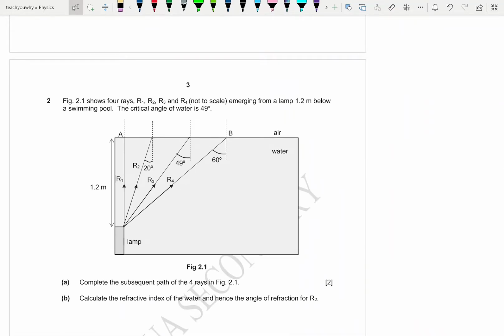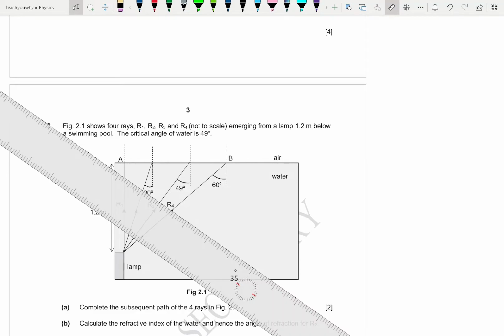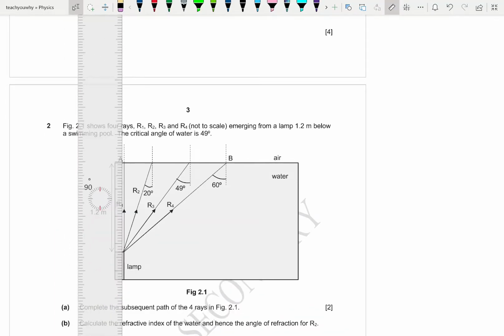Question 2. At a glance, you can even guess that this topic is on light and refraction. You have rays 1, 2, 3, 4 emerging from lamp L below the swimming pool. The critical angle of the water is 49 degrees. Part A: complete the subsequent path for the 4 rays in figure 2.1. Let's see how we can do it. I will use my ruler.